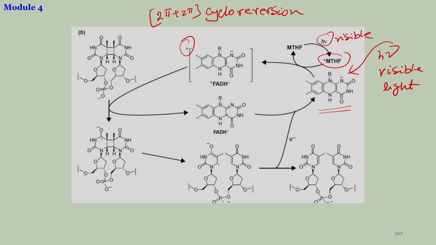So, visible light is absorbed by MTHF and then funnels to the FADH. FADH goes to the excited state and then gets reduced to FADH minus. Why is light not directly absorbed by FAD? Because FAD usually absorbs in the UV range, but you do not require UV light, because the plant is constantly harvesting the natural visible light. So, it channels the energy here, and now FAD transfers one electron to the dimer.